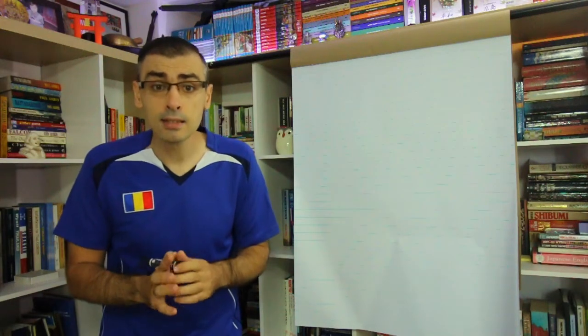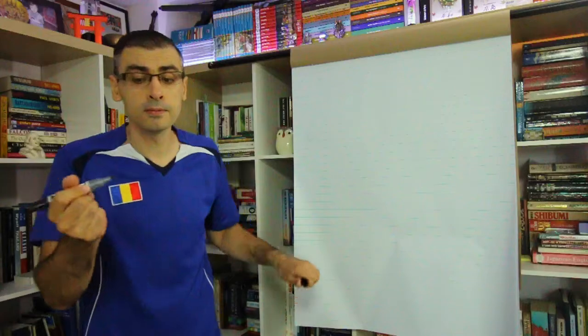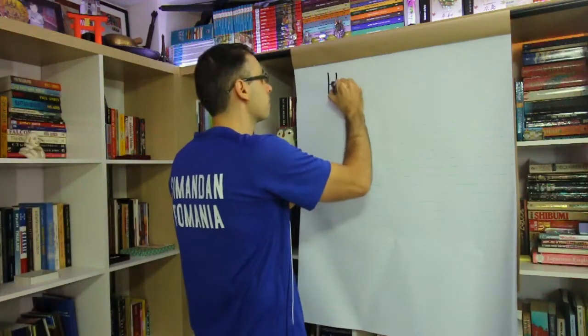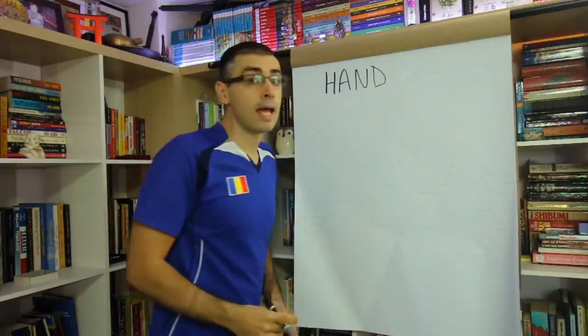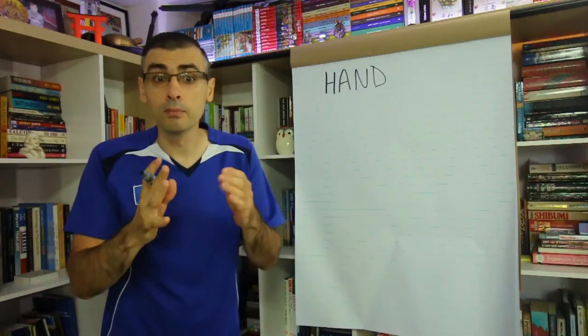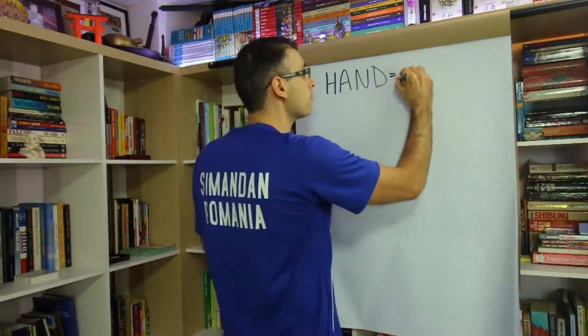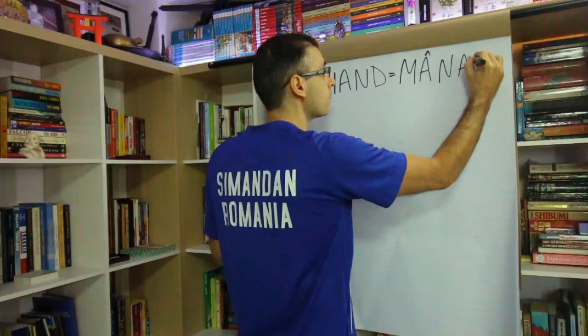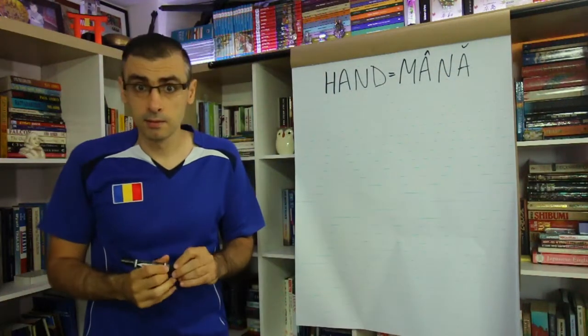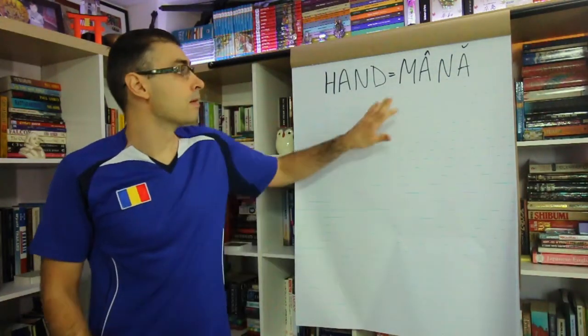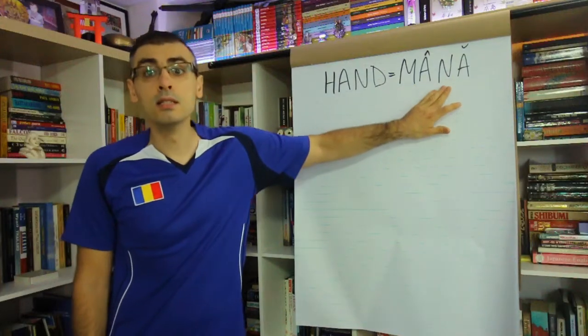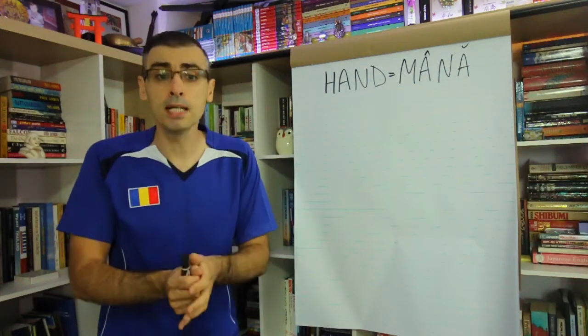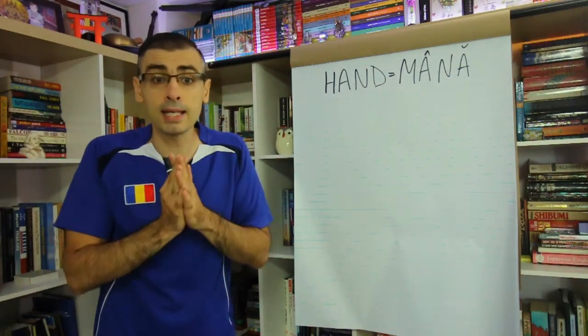In this lesson, we'll look at the word hand. In Romanian, mână, mână, M-Î-N-Ă, mână. Let's make a sentence.